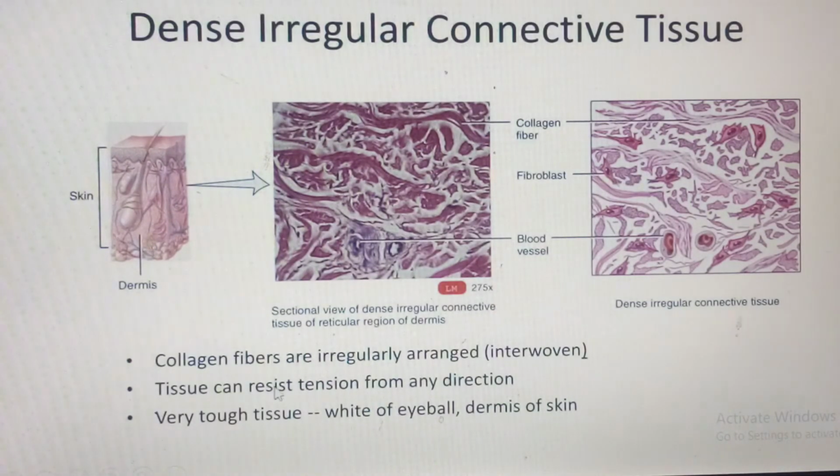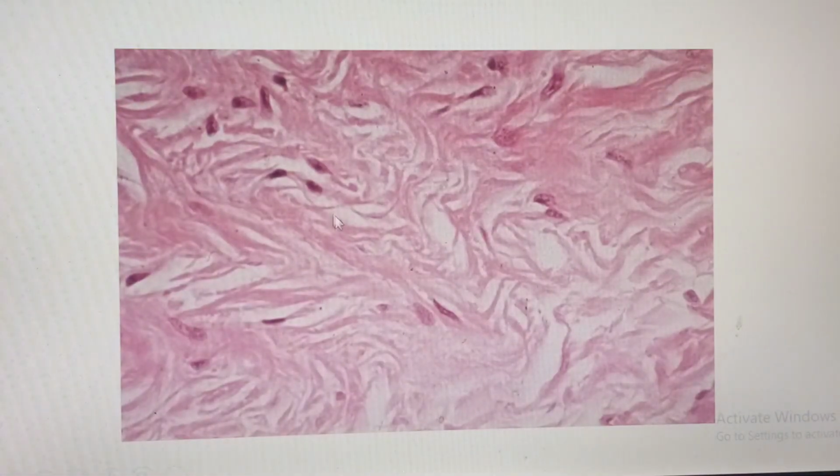And that is why, because the fibers are oriented in different directions, they're able to resist tension, or force, in several directions. In any direction, actually. So this is what we call dense irregular connective tissue. We can see the fibers.